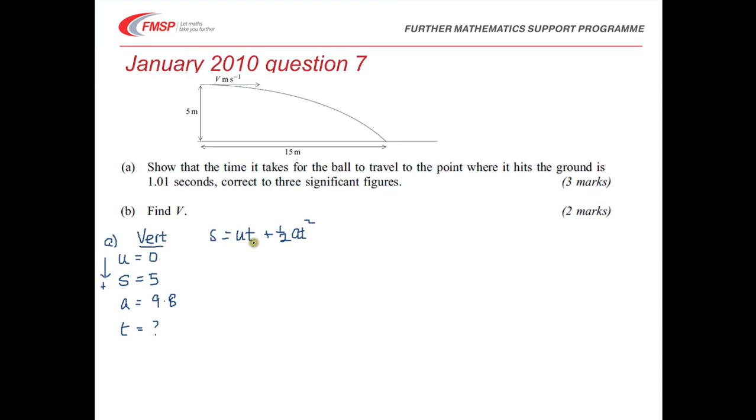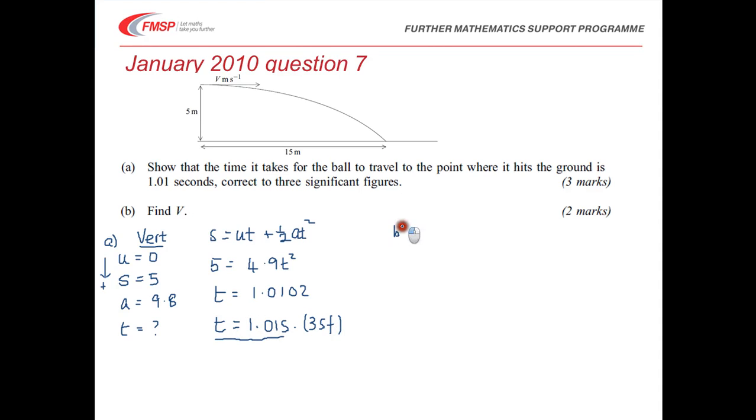u is equal to 0, so we have 5 is equal to a half a, so that's 4.9, times t squared, and so t squared turns out to be 5 over 4.9, and if you take the square root you get t equal to 1.0102, which of course means it's 1.01 seconds to 3 significant figures. So that is the first part, that's part A.